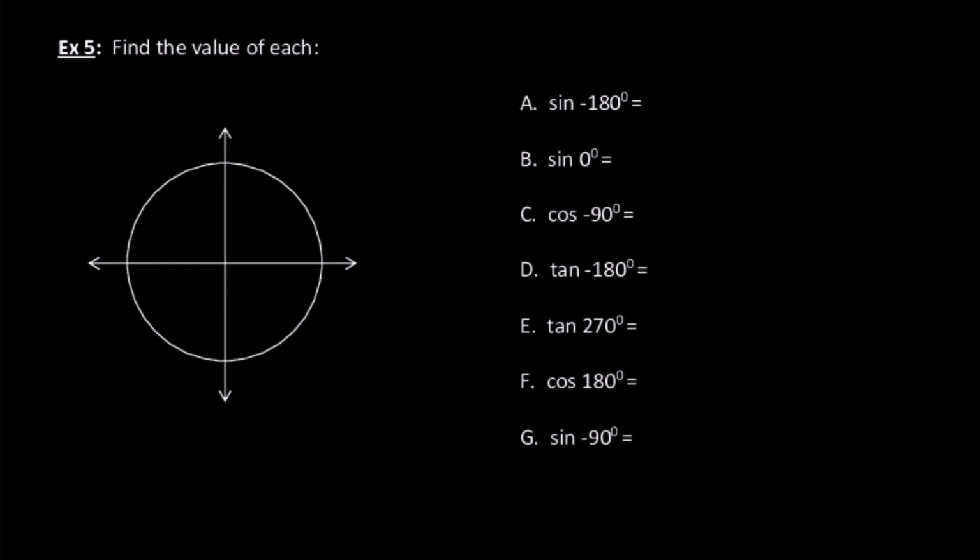Now let's apply what we just learned in example 5. I'm starting with a blank unit circle. I want you to fill the following in. Let's talk about our quadrantal angles. That means angles that are not in a quadrant. So 0 degrees, 90 degrees, 180 degrees, 270 degrees, and 360 degrees.